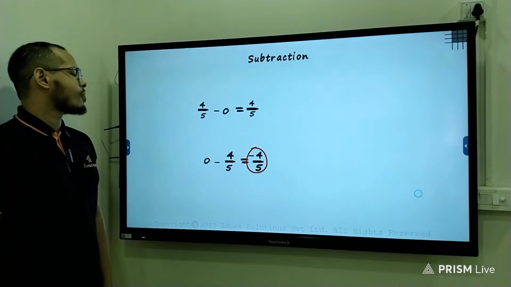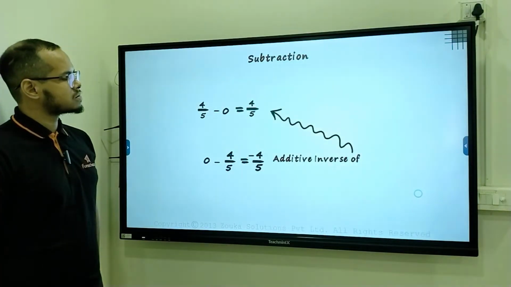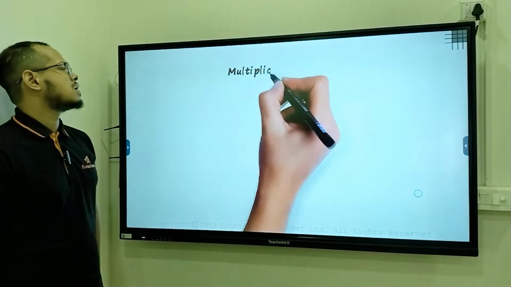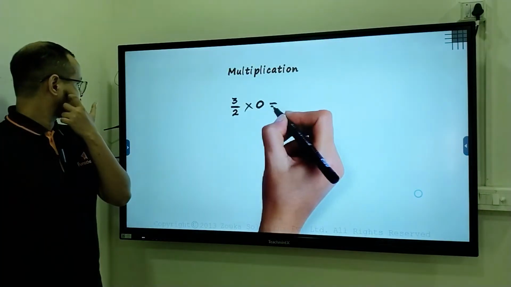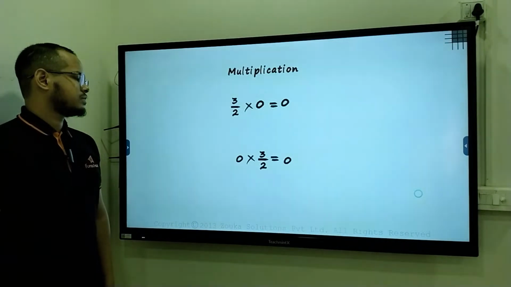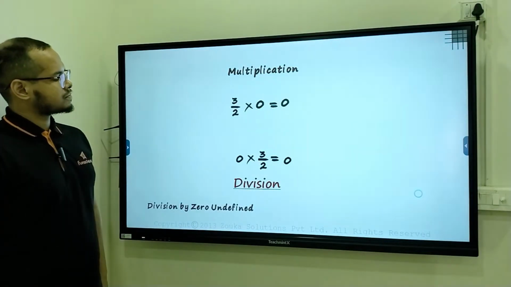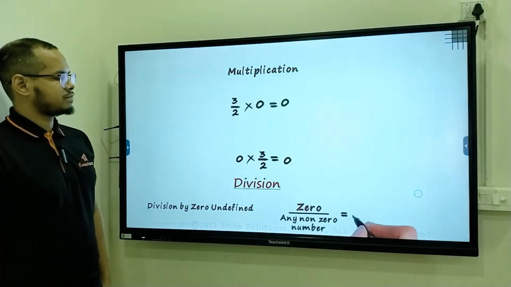And minus 4 by 5 is called the additive inverse of 4 by 5. We will understand additive inverse in another video. It is the number which is added to a number to get a 0. For multiplication, we know that any number multiplied by 0 gives us 0. 3 by 2 multiplied by 0 equals 0. And 0 multiplied by 3 by 2 also equals 0. And what about division? We know that any number divided by 0 is undefined. And 0 divided by any non-zero number is 0.